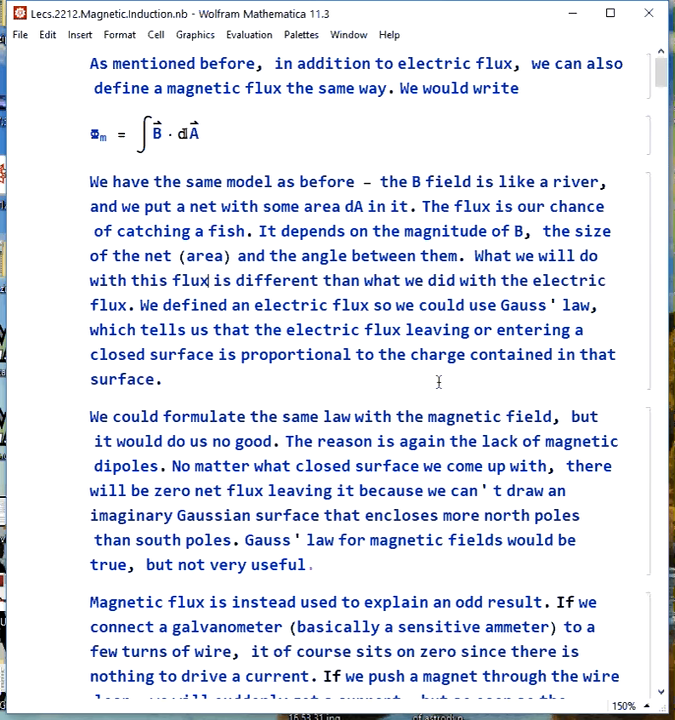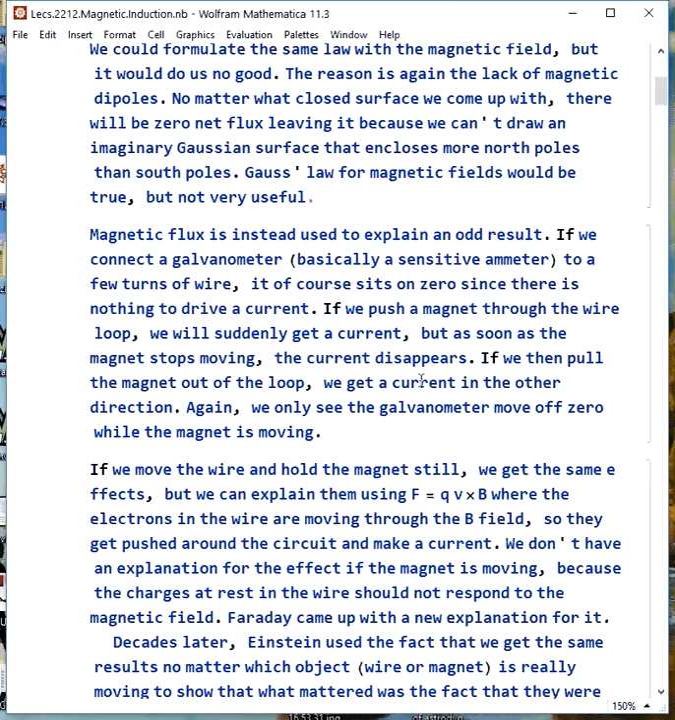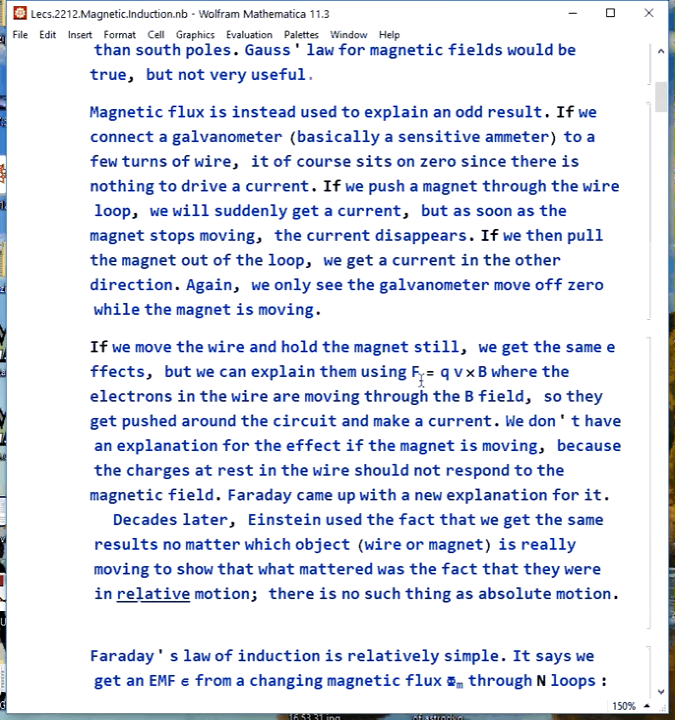There actually is something that we can use magnetic flux for, though, and that's to explain what was originally a very weird result. We can take a galvanometer, which we can think of as just a really sensitive ammeter, and connect it to a few turns of wire, and when we do that, of course, we get nothing. We get no current because it's just a few turns of wire connected to this thing.